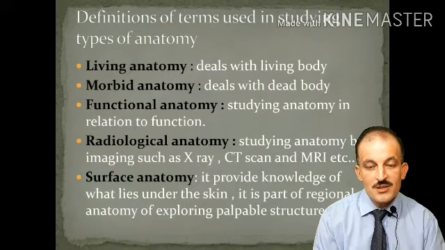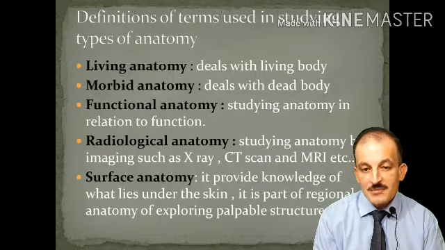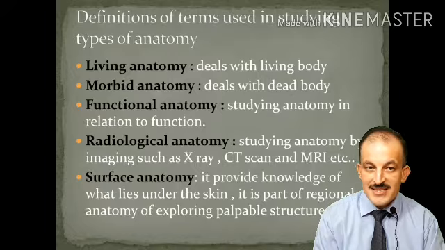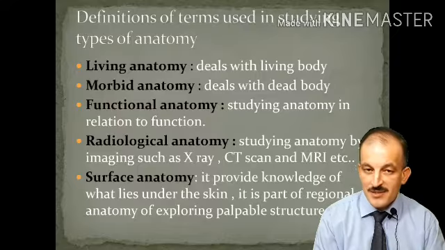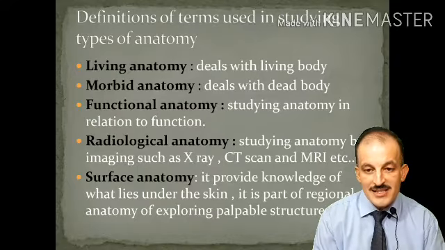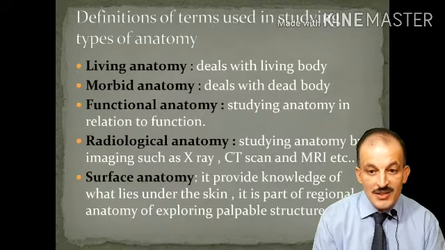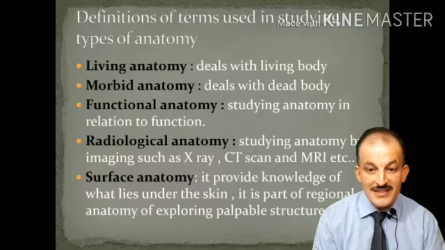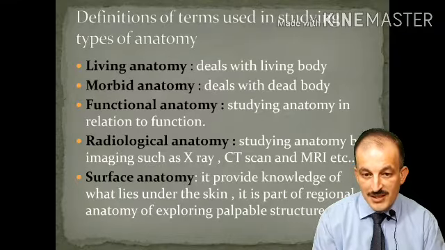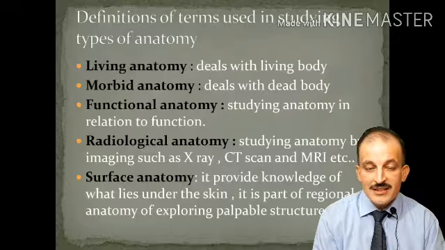Fourth one is radiological anatomy, that studies the anatomy of the human body by using devices and tools such as X-ray, MRI, CT scan, etc. Fifth one is surface anatomy, which provides knowledge of what lies under the skin. It is part of regional anatomy and is for exploring palpable structures. Palpable means by using hands.